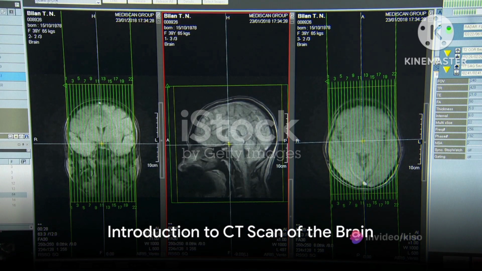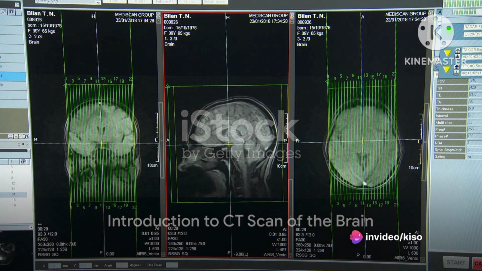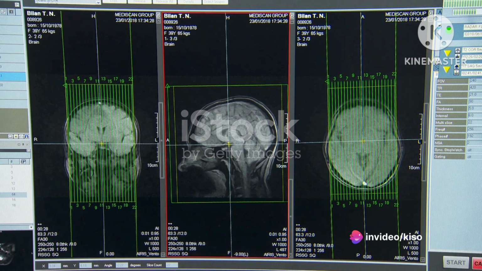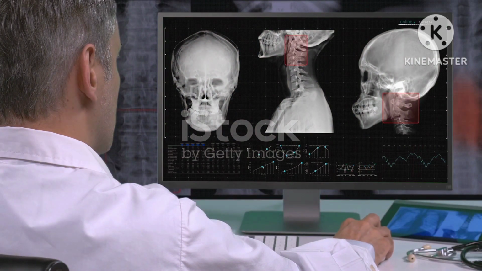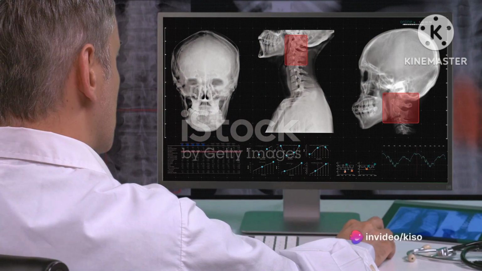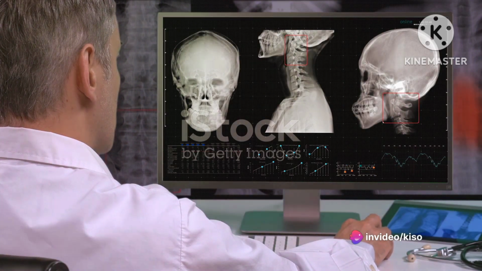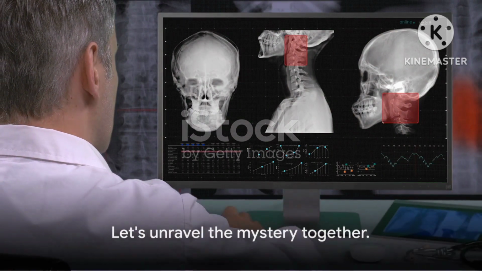Ever pondered why a CT scan of the brain is often the first resort for doctors dealing with head injuries or neurological issues? It's because this remarkable technology offers an in-depth look into the intricate structures of the brain, helping medical professionals diagnose conditions, plan treatments, and evaluate the effectiveness of therapies. But how does it all work? Let's unravel the mystery together.